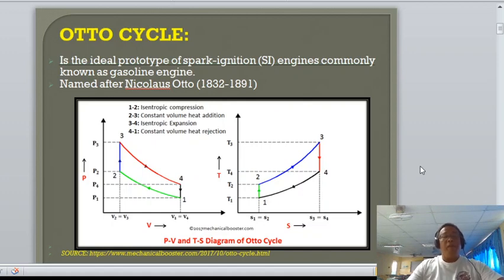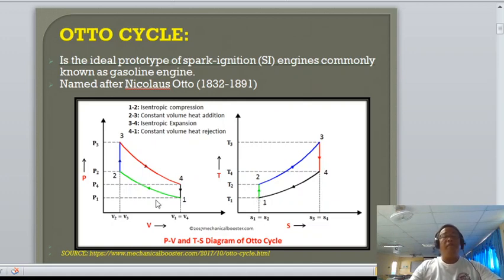So this Otto cycle is the ideal prototype of a spark ignition engine, or commonly known as the gasoline engine. This cycle is named after Nicholas Otto, a German engineer during the time of 1832 to 1891. Okay, so let us take a look at the diagram on the slides.